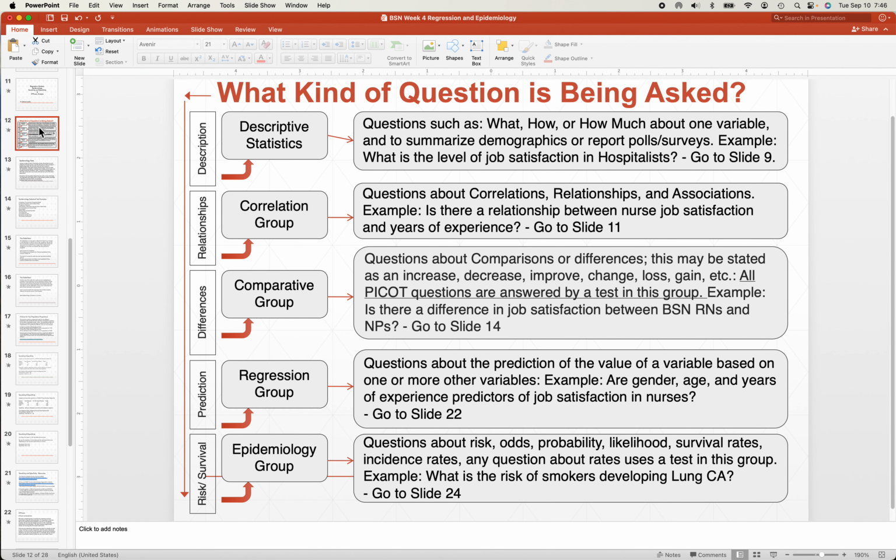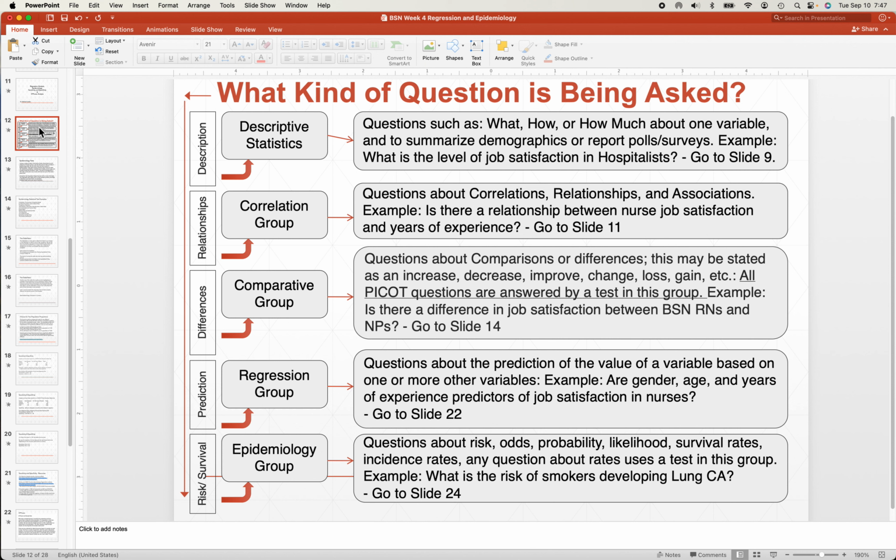And for me, if a test does not fit neatly into one of these 4 groups, I put it into the epidemiology group. These are not exclusively tests used by epidemiologists, but they are used to a great extent in epidemiology. These are questions about risk, odds, probability, likelihood, survival rates. For odds, it might be something like, what is the increased likelihood of getting COVID if we haven't been vaccinated?